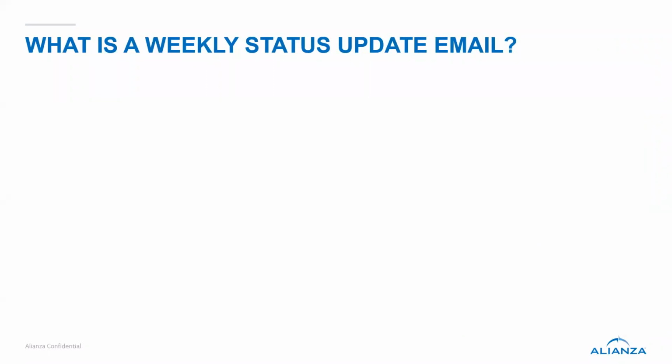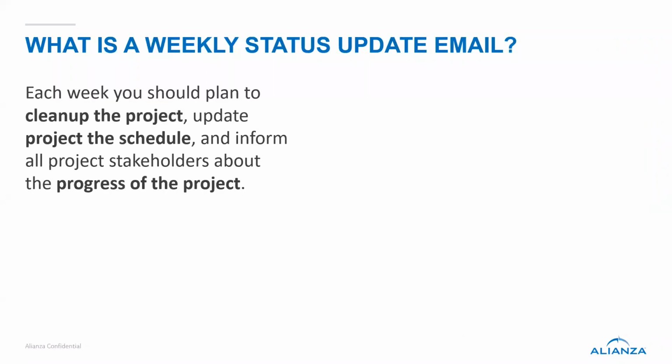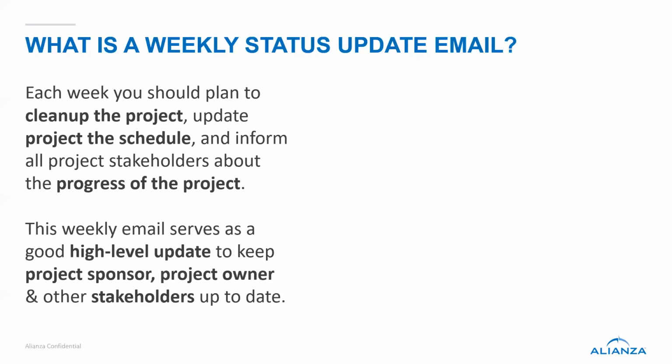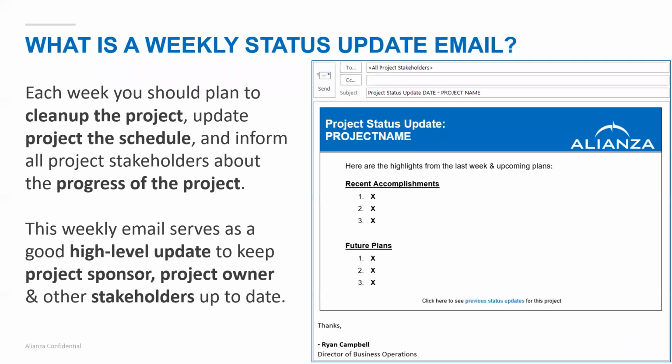What is a weekly status update email? Each week, you should plan to clean up the project, update the project schedule, and inform all the project stakeholders about the progress of the project. Keep people informed. This weekly email serves as a good high-level update to keep project sponsors, project owner, and other stakeholders up to date. So here's a simple template. Here's the project name. Here are the recent accomplishments we did, top 3. Here are the future plans, and here's a link to the previous updates if you want to see them. Something like that, something simple.